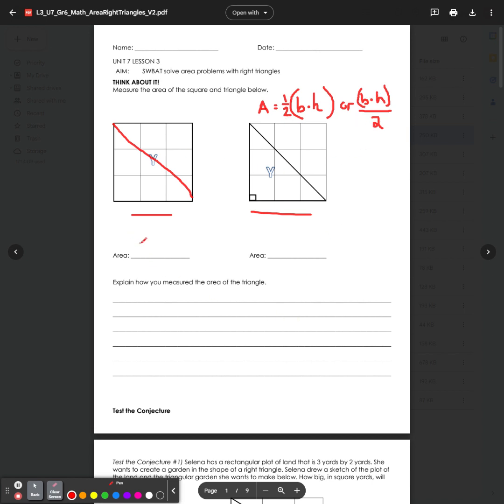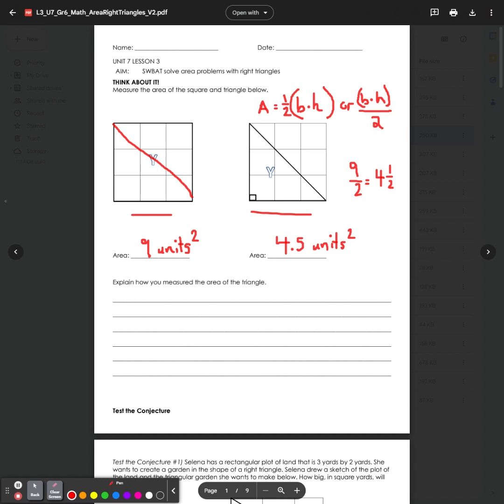So if this was 3 times 3, which was 9 units squared, what would the area of this triangle be? Well, 9 divided by 2 is equal to 4.5. So our area would be 4.5. I'm going to write it as a decimal just to save some space. 4.5 units squared. And how do we know that?